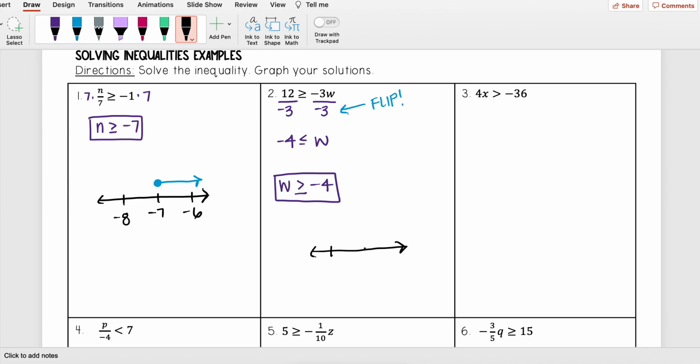So now when I graph this, I have a greater than or equal to, so it's going to be a closed circle at the -4. Now everything bigger than it, so I'm going to point to the right. I can also check my answer, so if I do plug in -3 in for w, I have 12 is greater than or equal to -3 times -3, which is 9. And when I check that, 12 is in fact greater than or equal to 9.